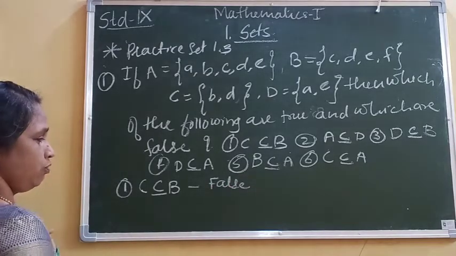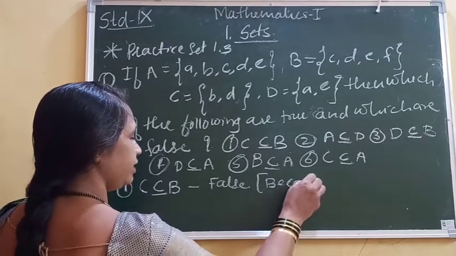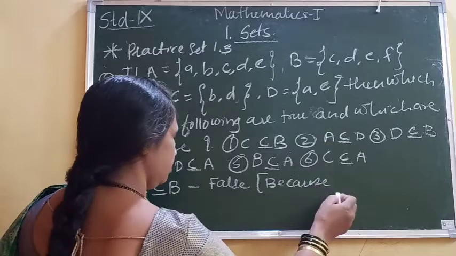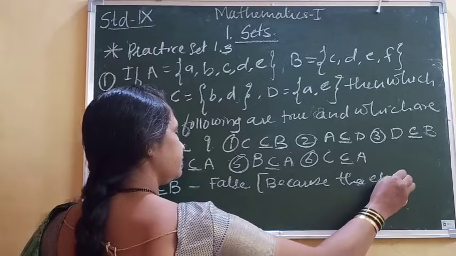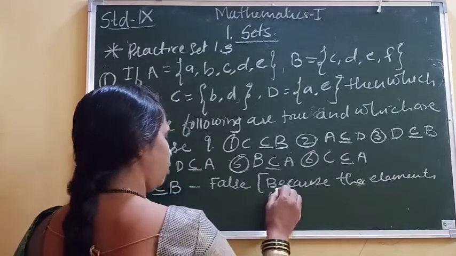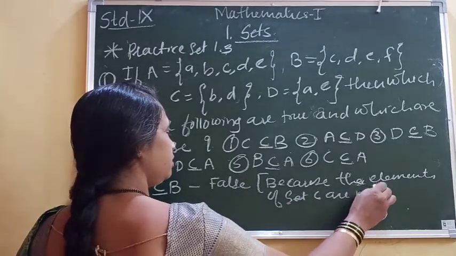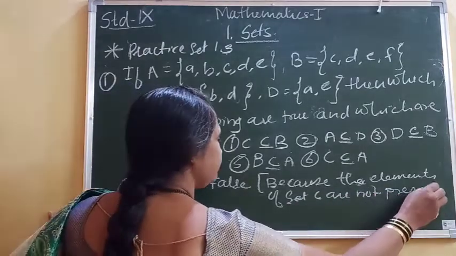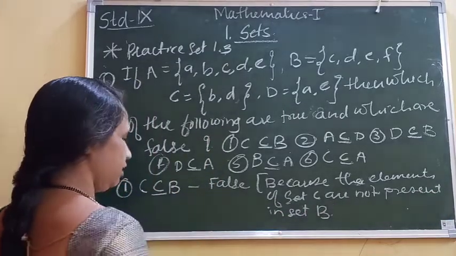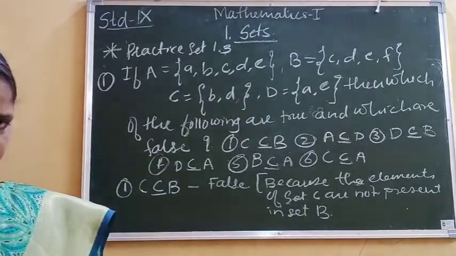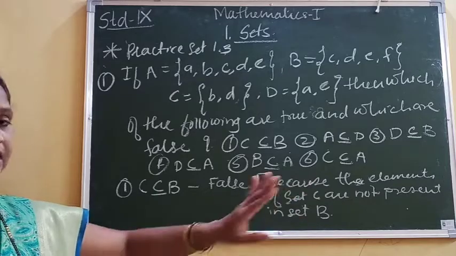Okay. So if you want to write a reason, what will you write? Why is it false? Because the elements of set C are not present in set B. Therefore, this statement is false. Here in the textbook it is not asked, but you can write the reason if it is asked.